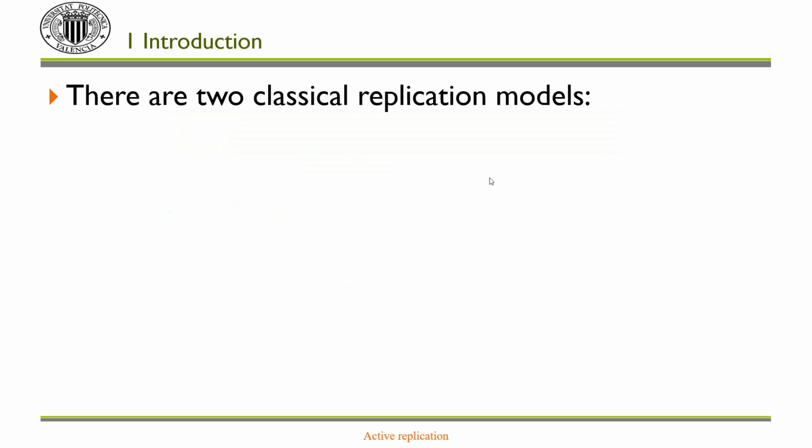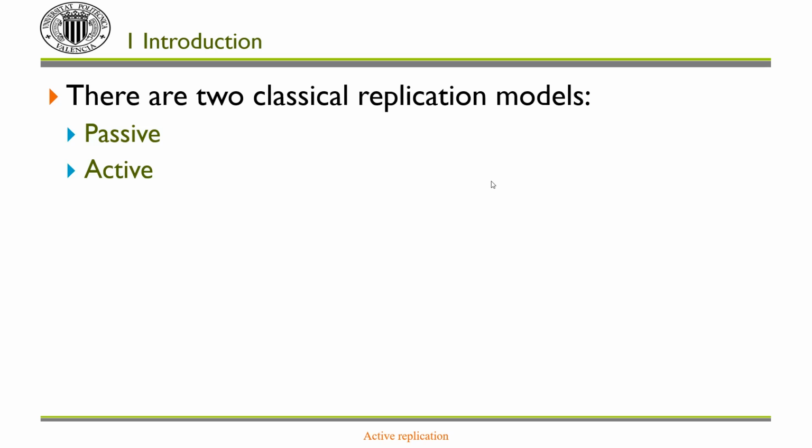Let's start. There are two classical replication models. In the passive one, there's a primary replica that receives all client requests. It processes all the instructions in each one of those requests, and eventually it completes that execution. At that time, it propagates all the updates to the remaining replicas. Those other replicas are known as backup or secondary replicas.